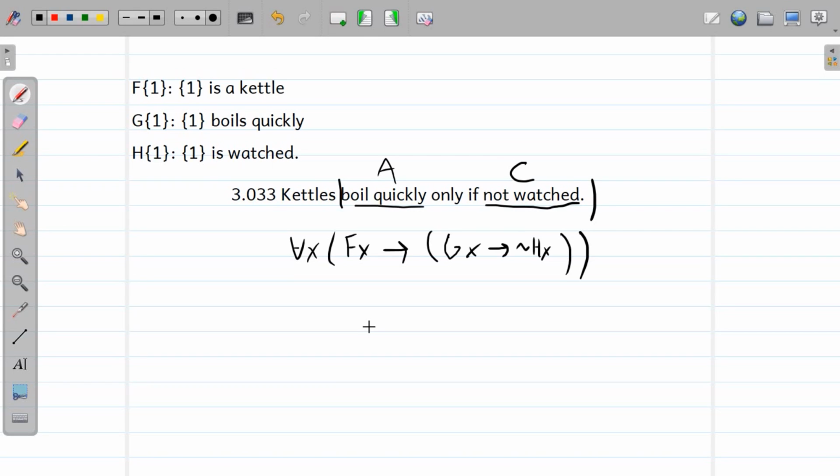Okay. Yeah. How come it's not Fx and then Gx and then conditional, sorry, say again, Fx and Gx, conditional Gx and then another conditional not Hx? That's what we did. Oh, but why is it Fx conditional Gx the antecedent? Oh, I see.